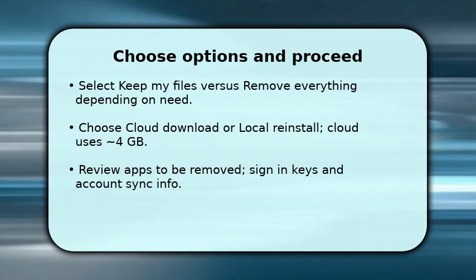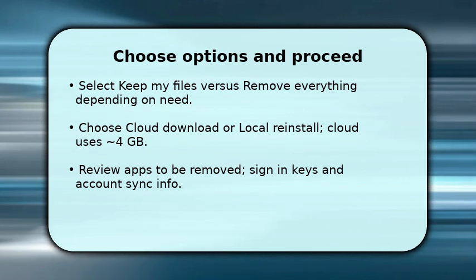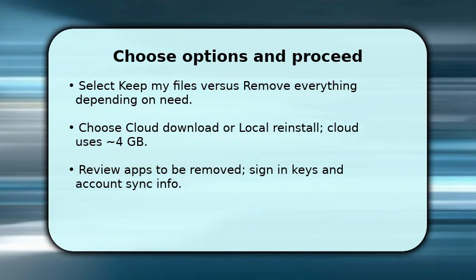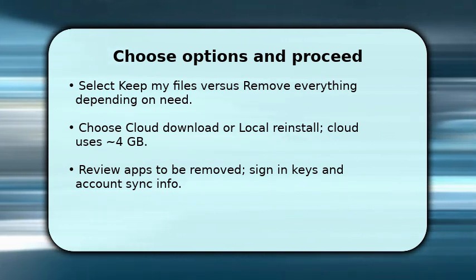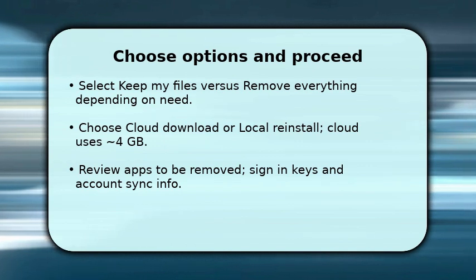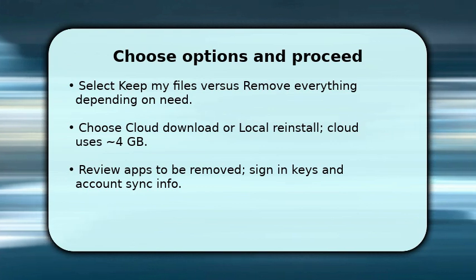Once you choose Reset this PC, pick Keep My Files if you want apps removed but personal files preserved, or remove everything for a clean slate. Make sure to decide between Cloud Download, which downloads a fresh Windows image, about 4 GB, or Local Reinstall, which uses existing system files. Cloud is cleaner. Review the list of apps that will be removed so you can reinstall critical software later. You're setting options now to control what returns after the reset.